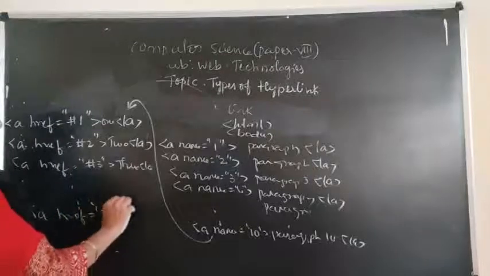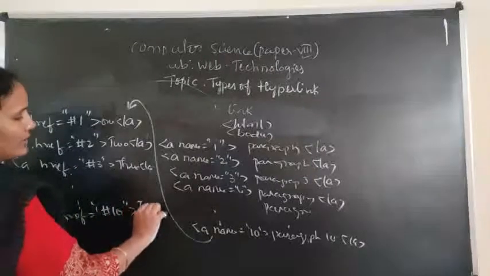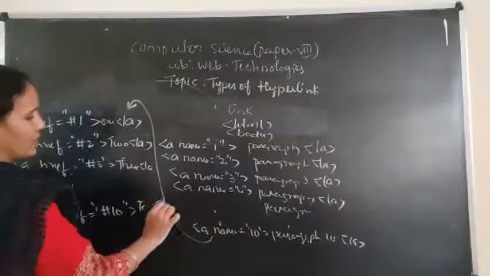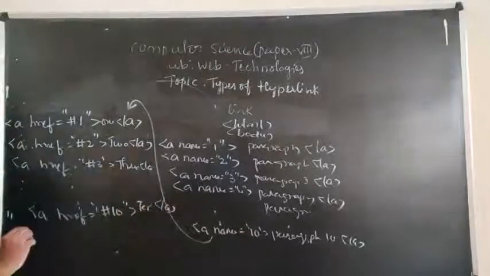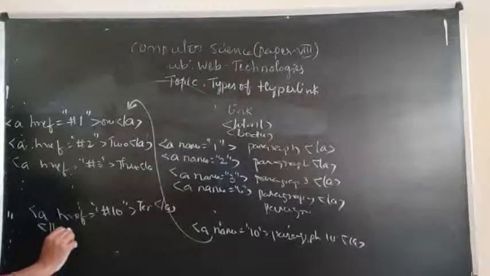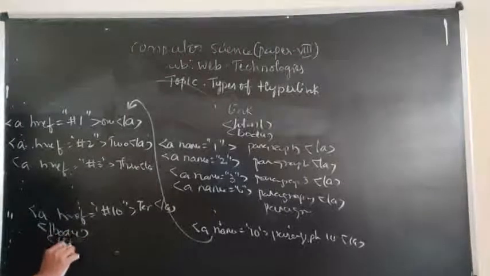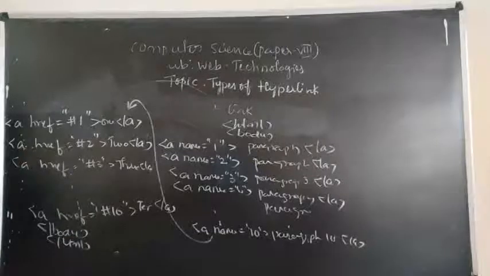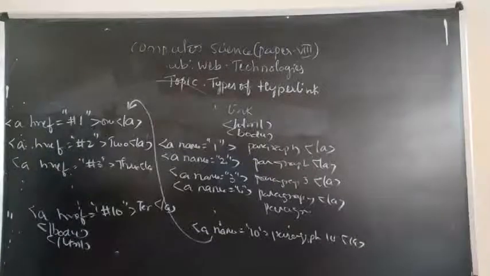Hash 10. Here I am giving 10 and close this. Now 10 paragraphs are ready. After that, close the body section, close the HTML. You take a screenshot of this. I will show you the output.